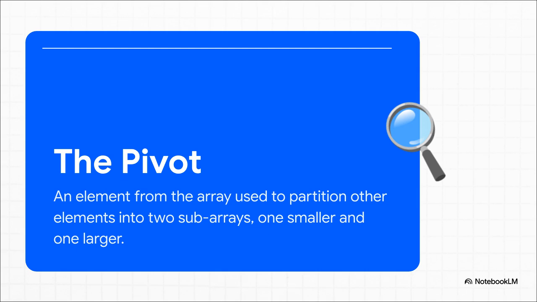The algorithm just picks one element from the list, any element, and calls it the pivot. Then its entire job becomes shuffling the list around so that all the items smaller than the pivot end up on one side and all the items larger than the pivot end up on the other. That choice of a pivot is absolutely everything.